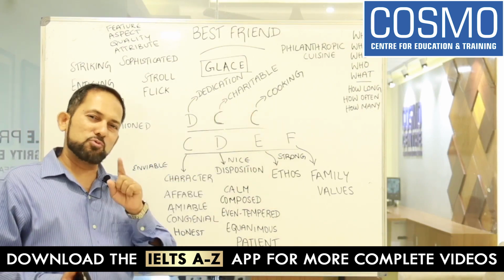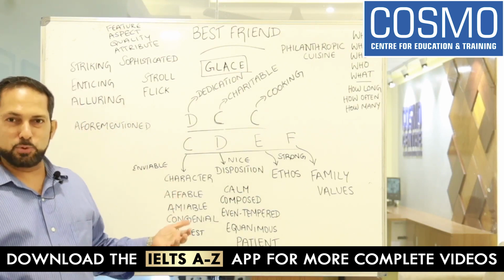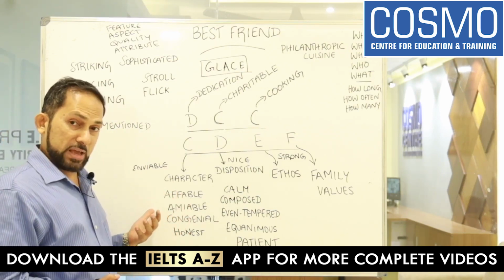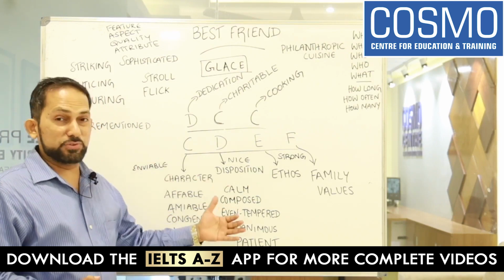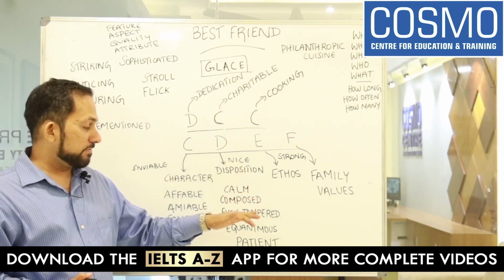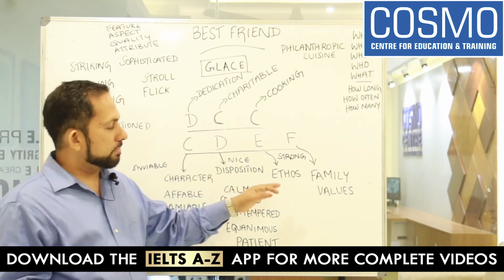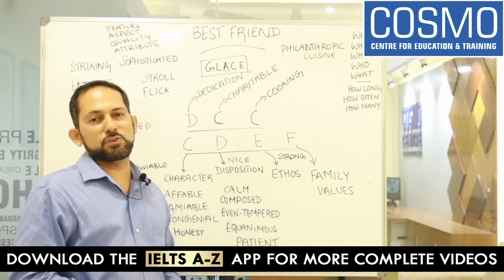Both of them have got real good cooking skills. Both of them have got enviable character. They are affable, amiable, congenial. Both of them have got nice disposition. They are calm, composed, even tempered, equanimous, very patient people. Both of them have got strong ethos and family values.